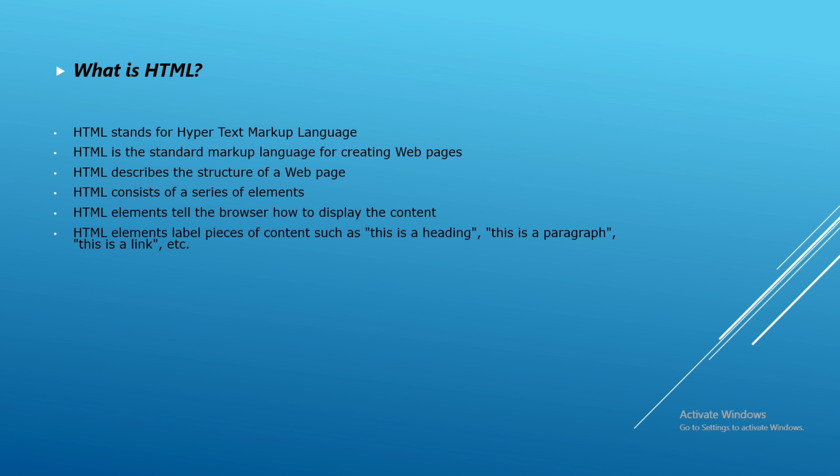The next option is HTML elements label pieces of content, such as this is a heading, this is a paragraph, this is a link, and so on. These are some options describing HTML. So what is HTML? Now I think you'll be getting the idea what is HTML. So let's go into the next page.